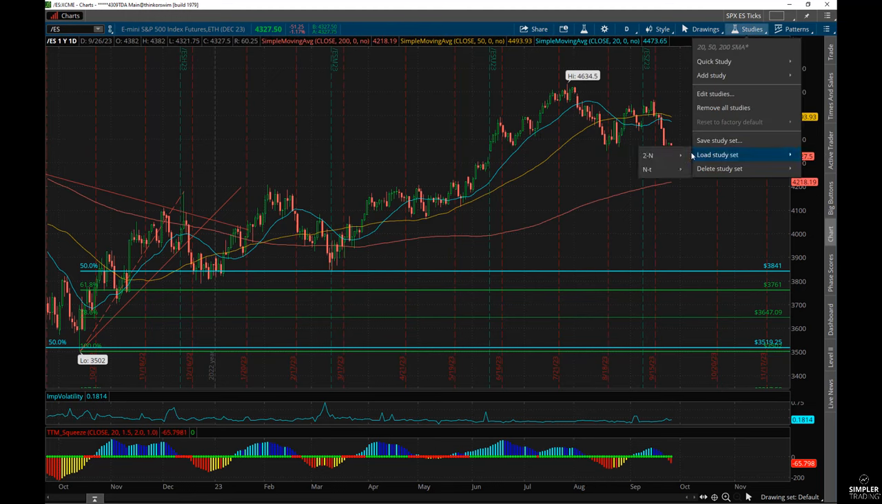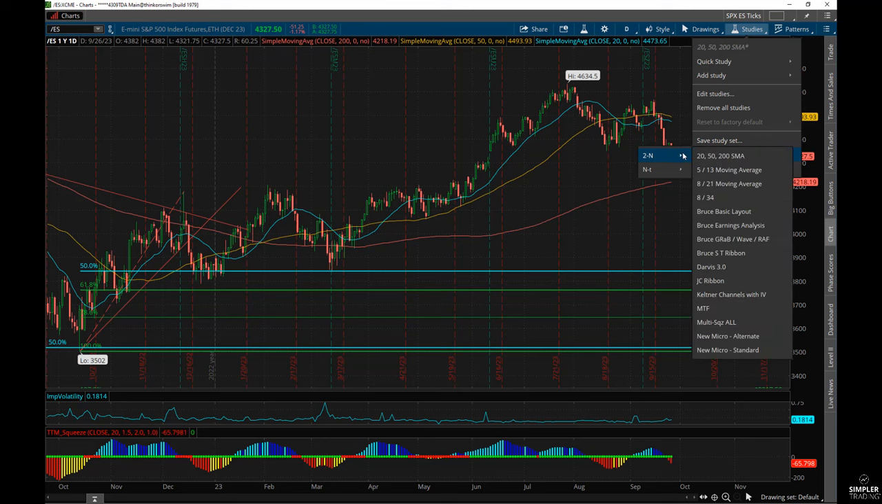And so if you go to load study set, you can see that I have a 20-50 day simple moving average, SMA. I have a 5 and 13 for smaller time frames. I have an 8 and 21. Those are just different time frames. There's an 8 and 34.